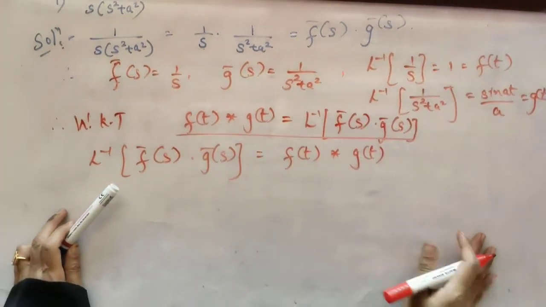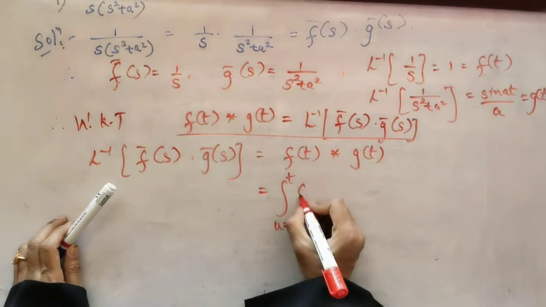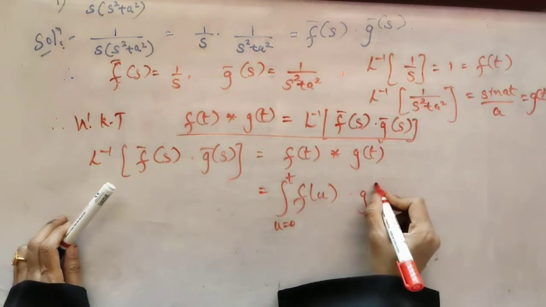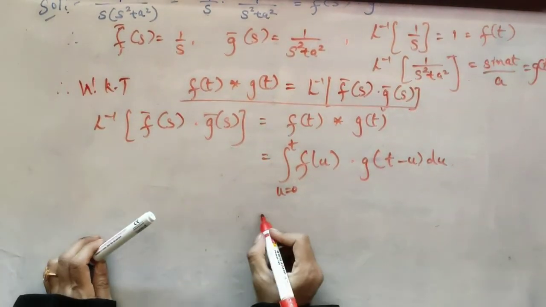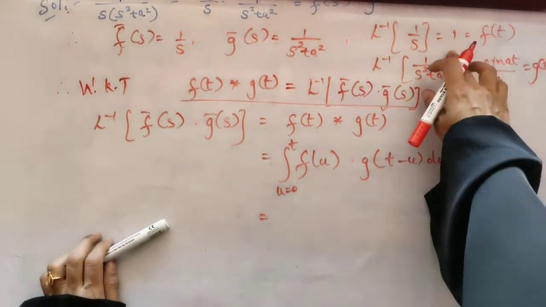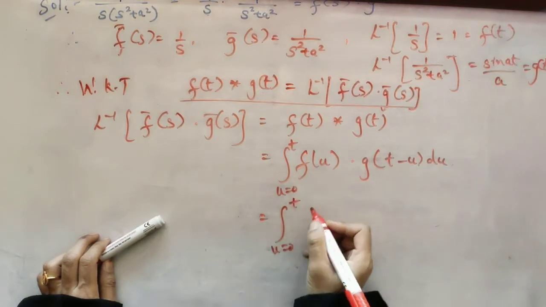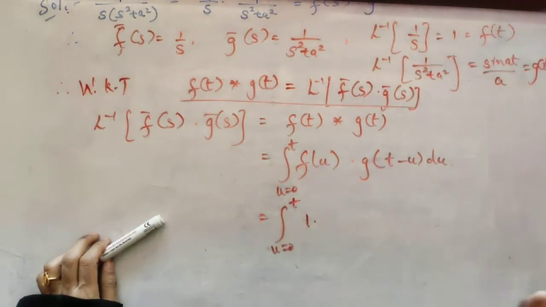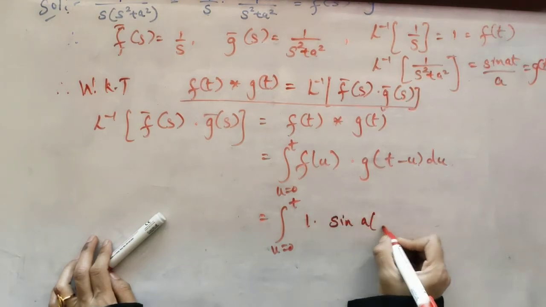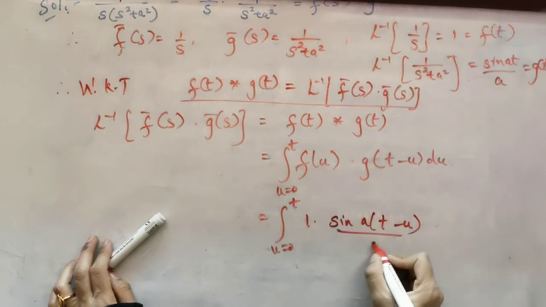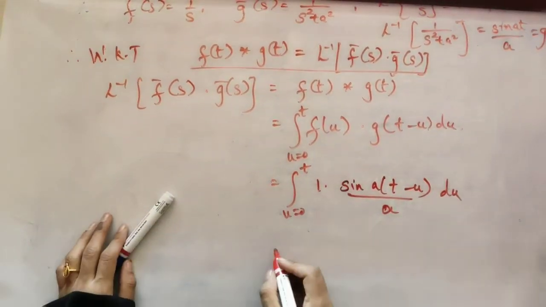Now what is f of t star g of t? It is integration from u going from 0 to t, f of u, g of t minus u, du. Is it? So now what is your f of u? f of u is 1 only. So integration u going from 0 to t, f of u is 1. There is no change in it. What is g of t minus u? Sine of a into t minus u divided by a du you will get. Yes or no?